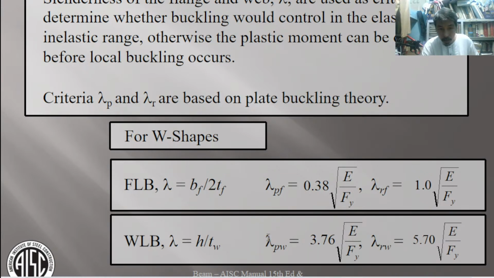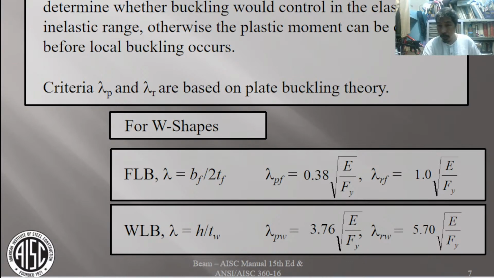Okay, so lambda PW is equal to 3.76 square root of E over Fy. Lambda RW is equal to 5.7. There are several things that we need to be aware of. I do not recommend memorizing this, but you should be aware of these things.